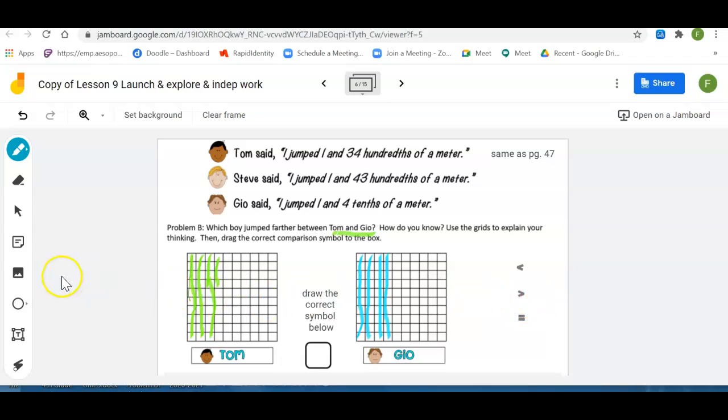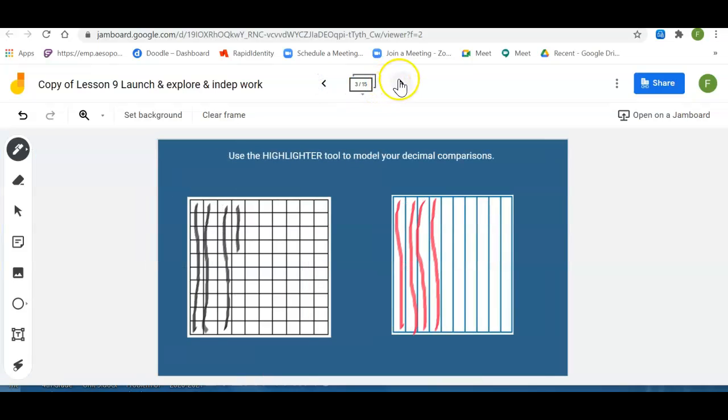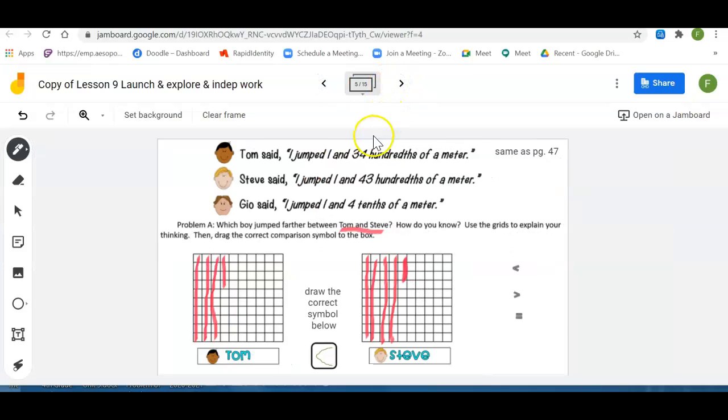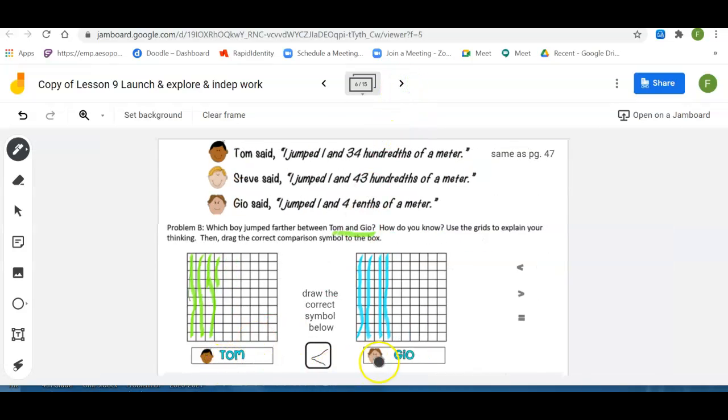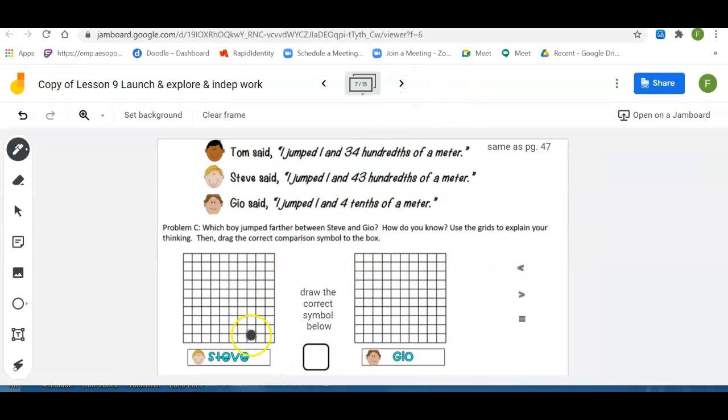All right, so the symbol that we're going to use here, I'm going to use the pen feature on that. The mouth, again, is going to open up to the larger fraction, and it's going to be Geo as the larger one. All right, so we've completed the first comparison, which was Tom and Steve, and then we did Tom and Geo together, I showed you. So next up, if you look at slide 7, you're going to compare Steve and Geo. So that's something I want you to do on your own.